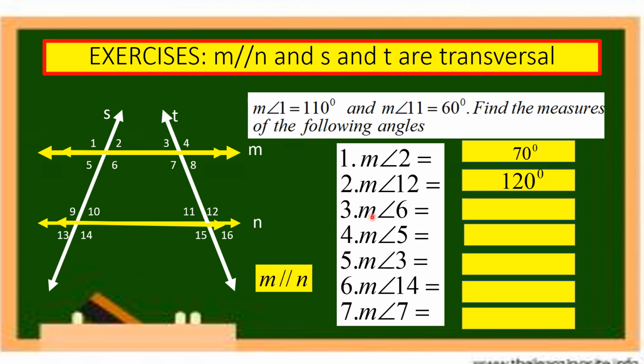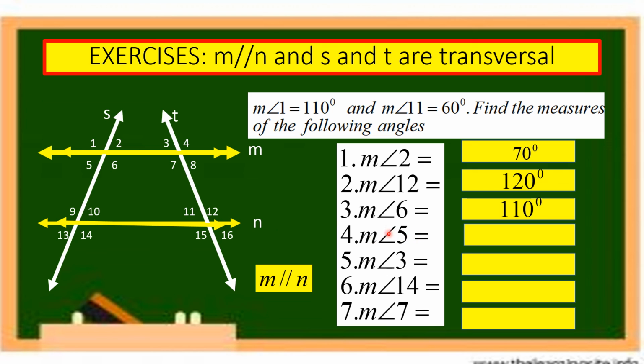We need to find the measure of angle 6. Angle 1 and angle 6 are vertical angles, and vertical angles are congruent. The measure of angle 1 is 110. Therefore, the measure of angle 6 is also 110 degrees.